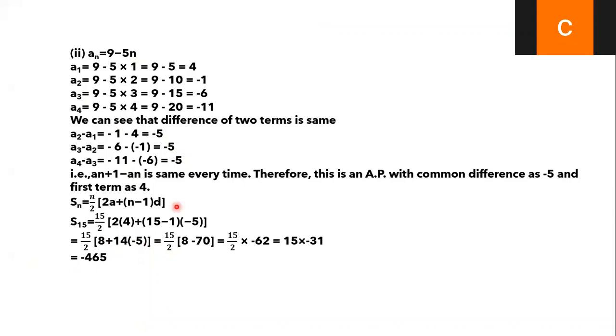Yes, ma'am. First, there are 2 questions in this one. First, you need to check this is an AP or not. So apply n value 1, 2, 3, 4. Get first 4 terms. Then subtract. Find common difference. If you're getting common difference constant value, then you can say it is an AP. Then you can find the sum of 15 terms of an AP. Any doubt, children, in this one? No, ma'am.